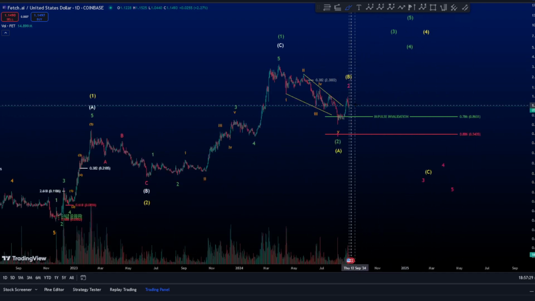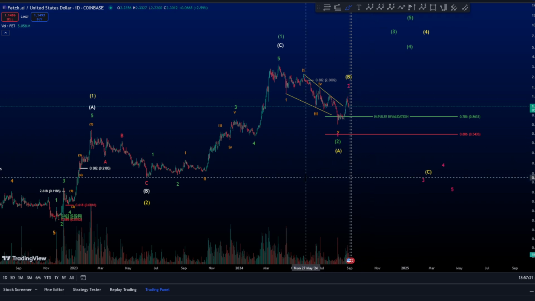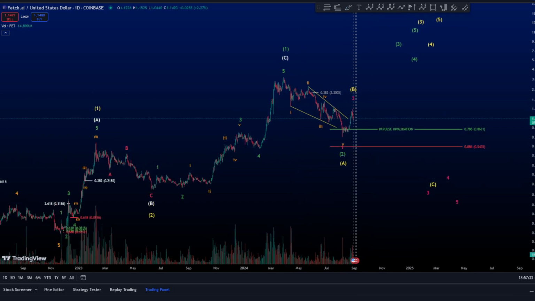And this is exactly what happened after we analyzed it yesterday. It's nice to see it unfolding as well.